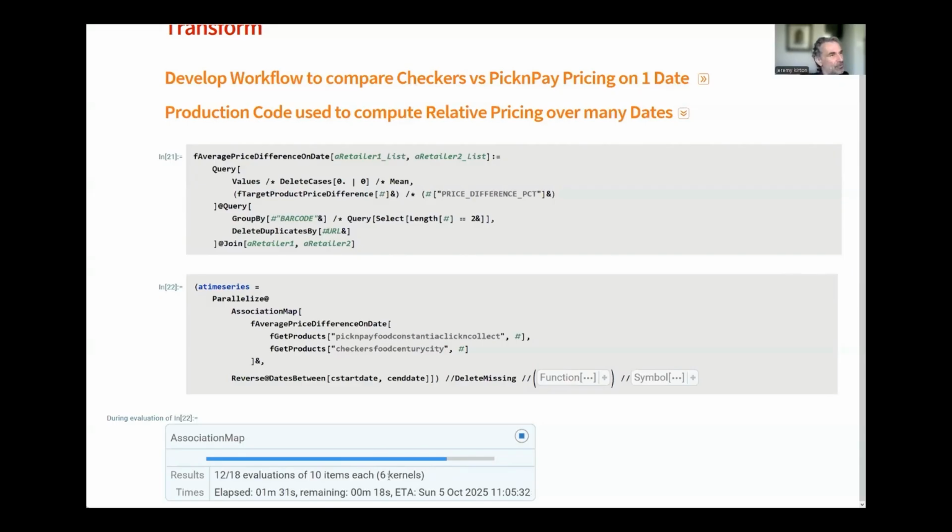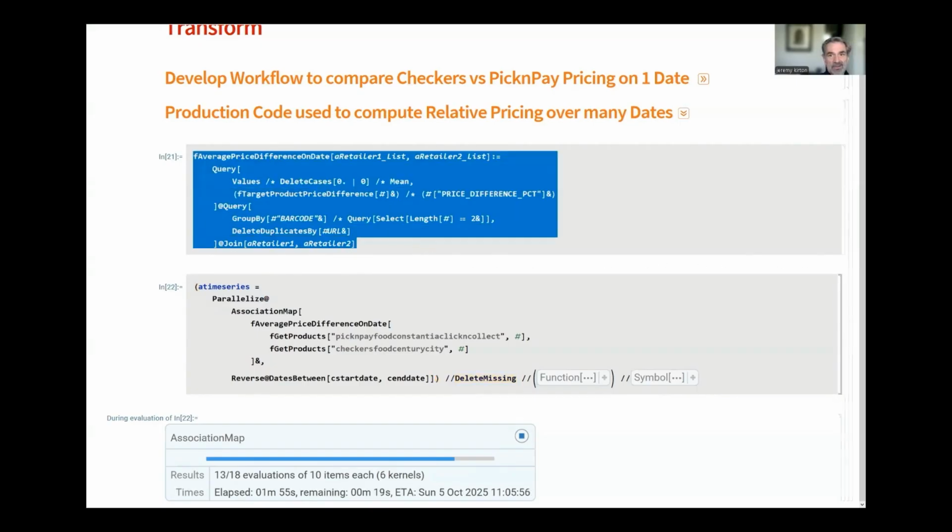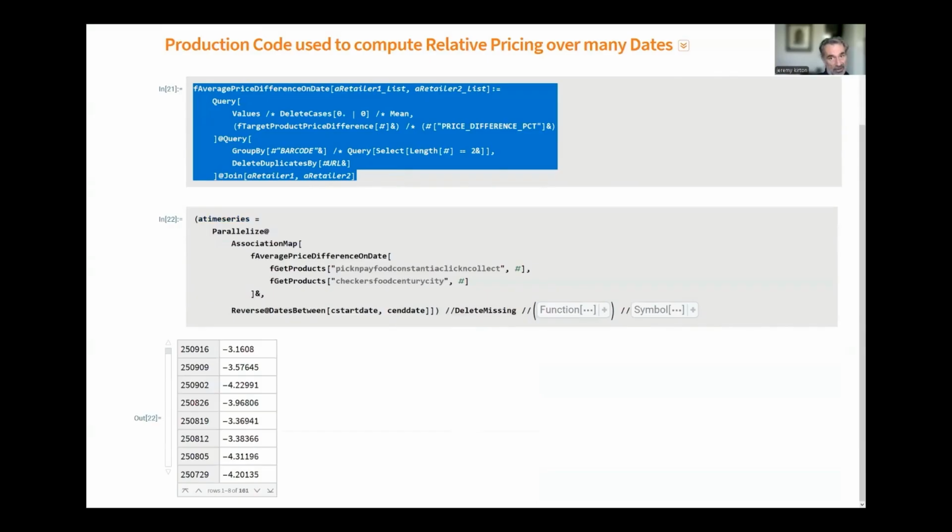So, on average, 23,000 Pick and Pay products and 19,000 Checkers products every week for the last 3 years. So 7 million products. And then compute our relative pricing production code in parallel. So here's the parallel computation that's being shown progress here. And then this is the production code here. So we're computing our relative pricing production code in parallel on all products from each of these 166 dates. It takes about 100 seconds. So please don't let anybody tell you that Mathematica is slow.